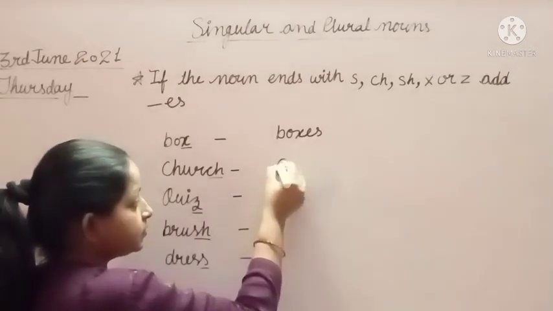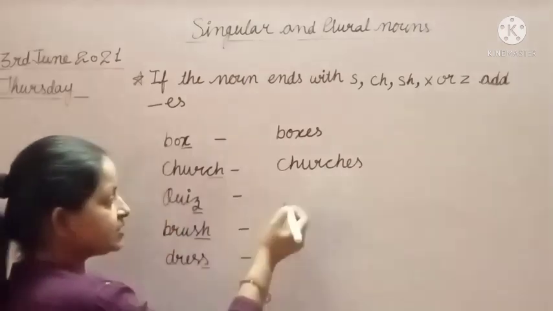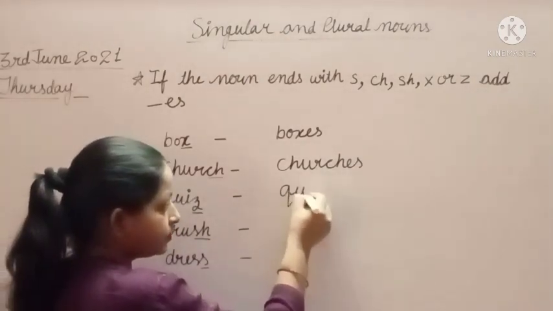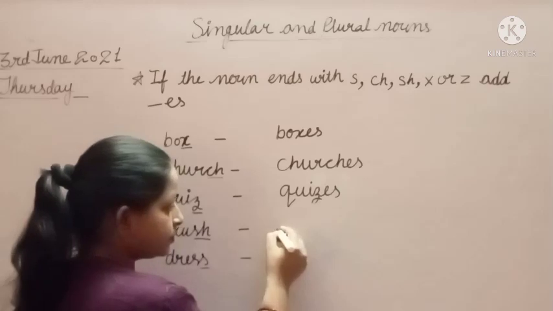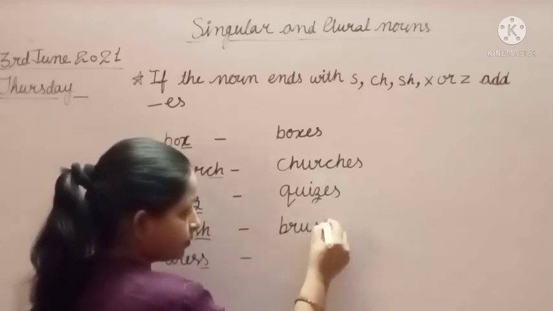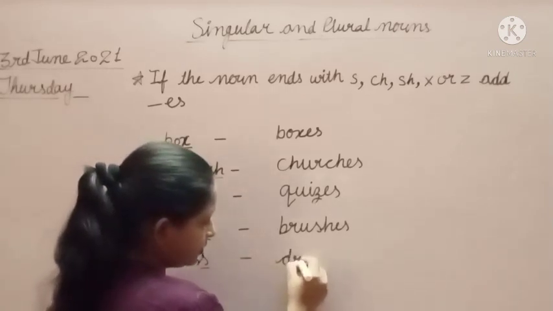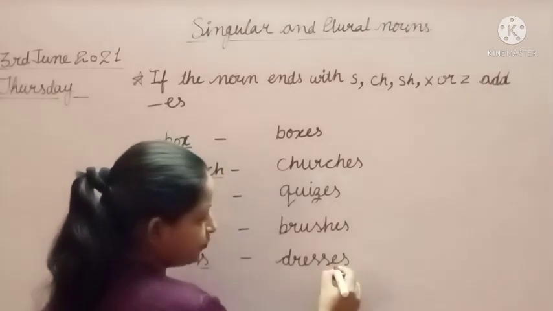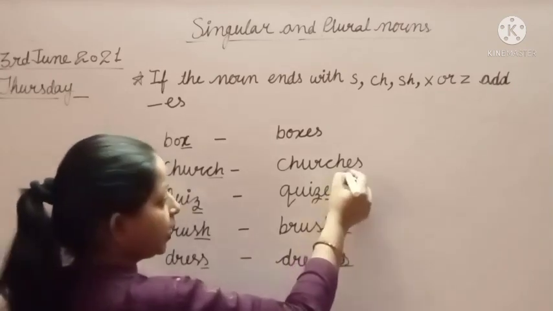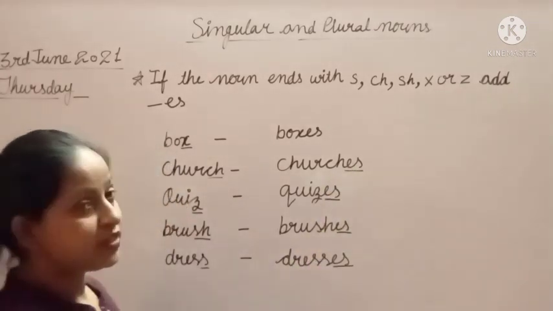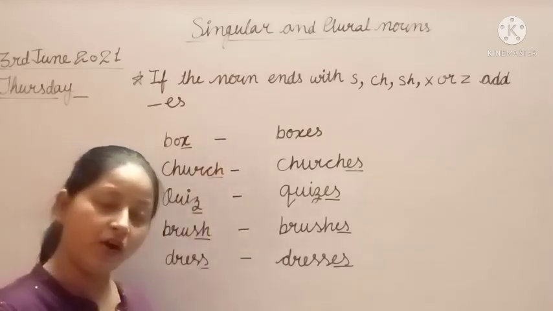Church, churches. Okay, then quiz, quizzes. Then brush, brushes. Correct? Dress, dresses. We will add ES at the end of these type of nouns which are ending with X, CH, Z, SH or S.